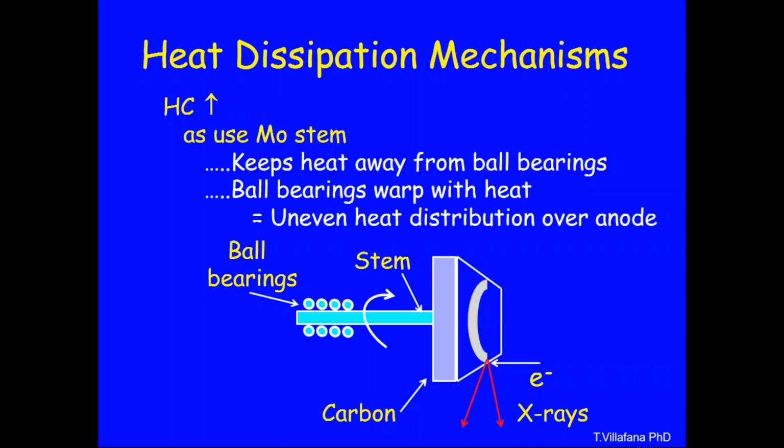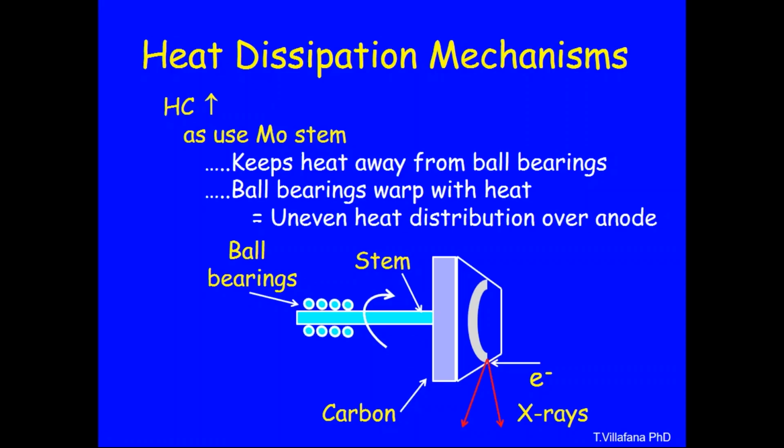Here's another heat dissipation mechanism, and that's the use of a molybdenum stem, around which the whole configuration rotates. Nothing to do with molybdenum in mammography tubes. We use molybdenum as a target material in mammography tubes, but here we use molybdenum as the stem, the shaft around which the anode will rotate. How come? What's the advantage of molybdenum?